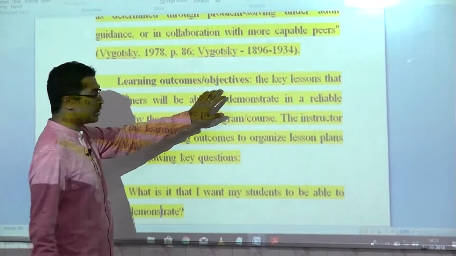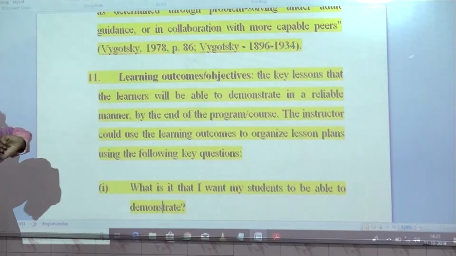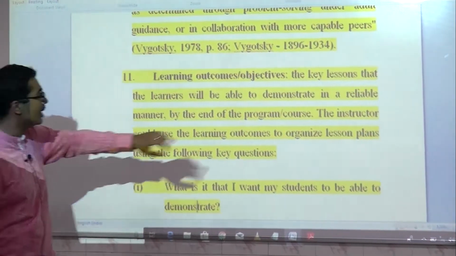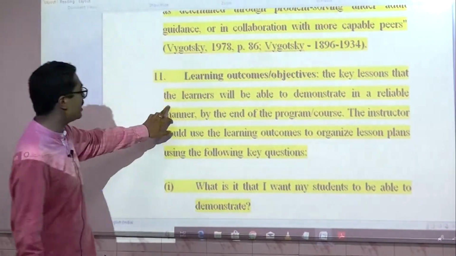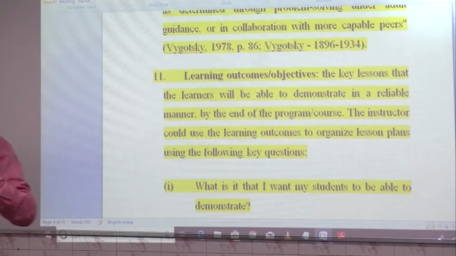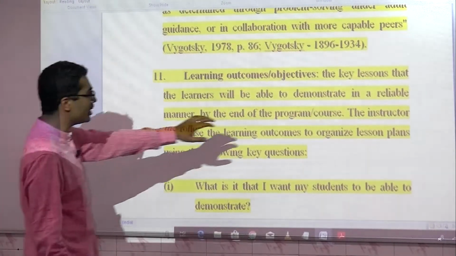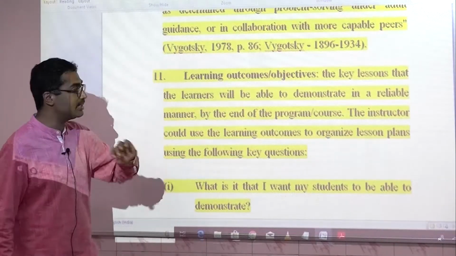So the formal definition is: learning outcomes, also called learning objectives in the education research literature, stand for key lessons that the learners will be able to demonstrate. So this is the key. They should be able to demonstrate that they have learned. And for that you will have to pose questions accordingly. So this is an important activity of the teacher, of the facilitator.